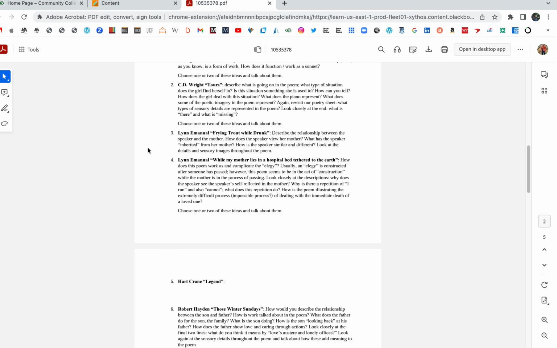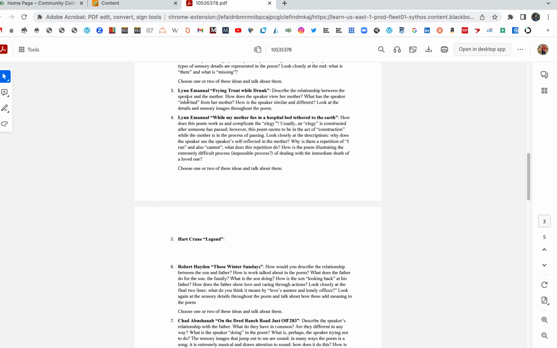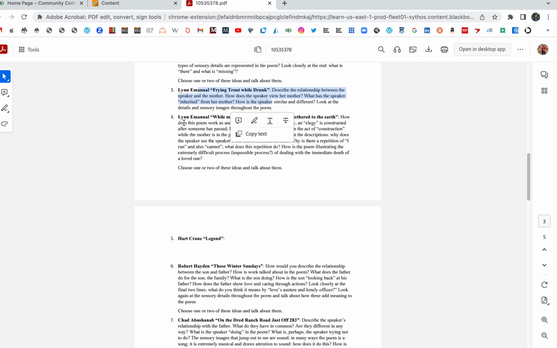Lin-Manuel's "Frying Trout While Drunk." Describe the relationship between the speaker and the mother. How does the speaker view her mother? What has the speaker inherited from her mother? How is the speaker similar and different? Look at the details and sensory images in this poem. Again, choose one or two and talk about these things.